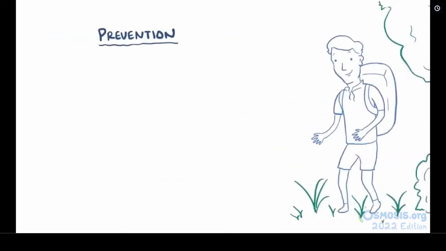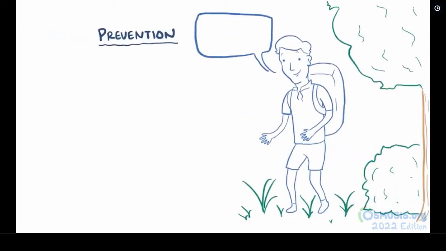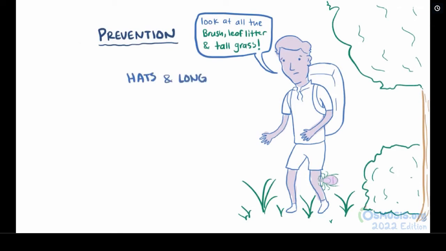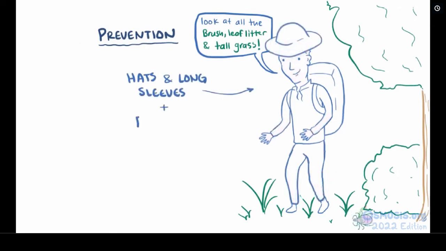In terms of prevention, people who work or explore wooded areas or areas with brush, leaf litter, and tall grass are most at risk of picking up a deer tick and being infected with Lyme disease. That said, taking preventative measures is important for everyone, like wearing hats and long-sleeve shirts, as well as using bug spray in areas where ticks are known to spread Lyme disease.